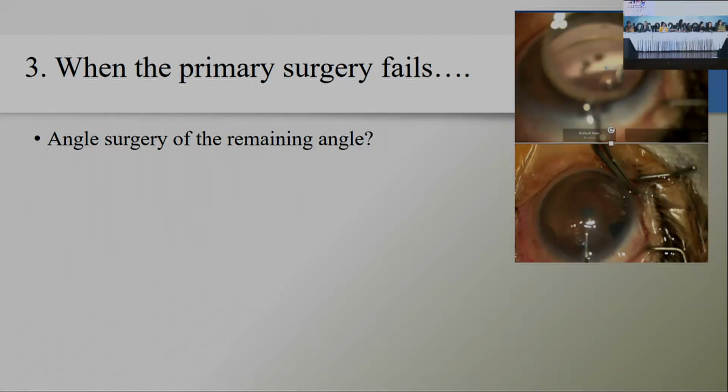So is that a consensus? Dr. Shanta, would you do surgery of the remaining angle, or would you do a second trab? I would do a second trab and combine it with treating the rest of the angle, because in the primary surgery we would not have been able to treat the angle because of the corneal haze, and that clears up once the first surgery has been done.